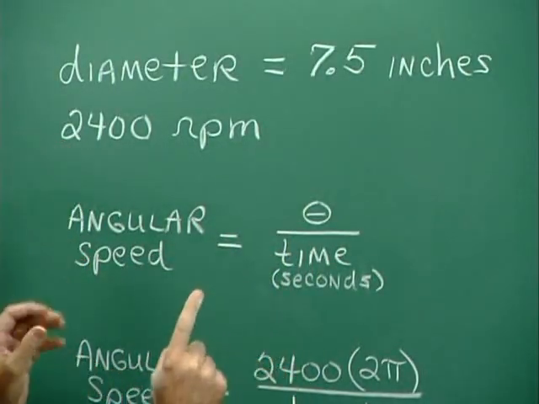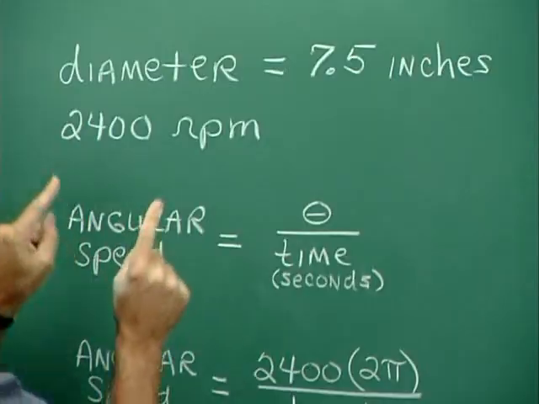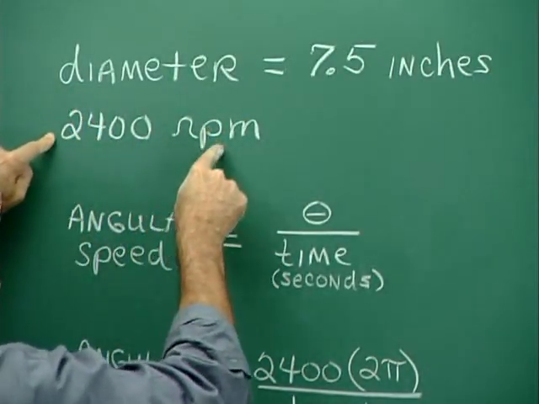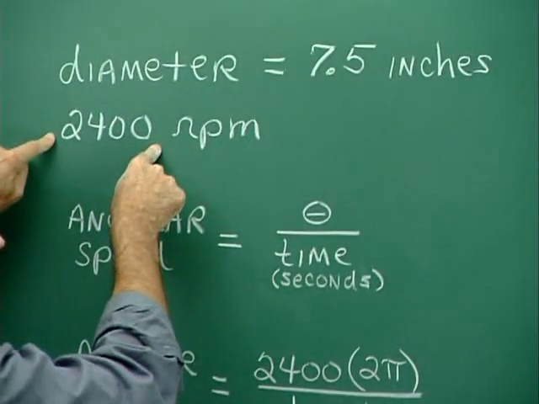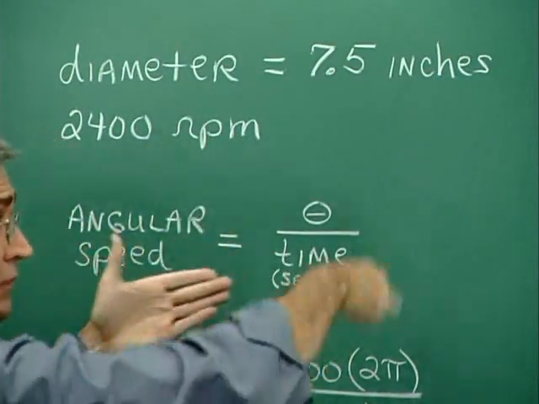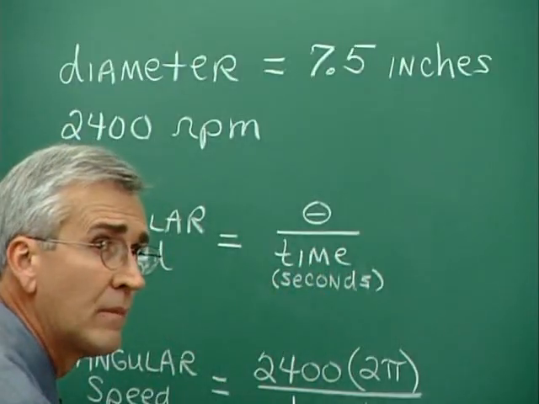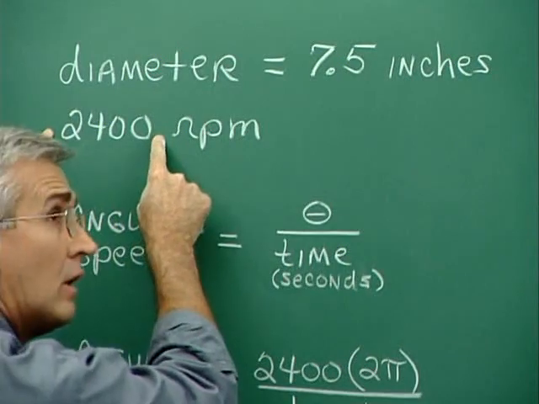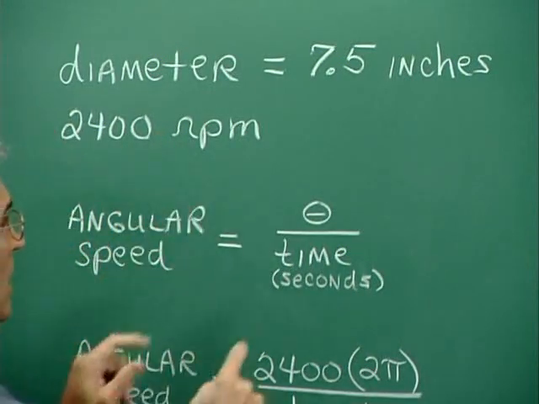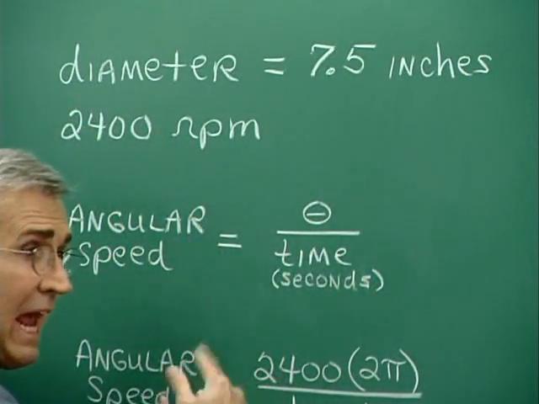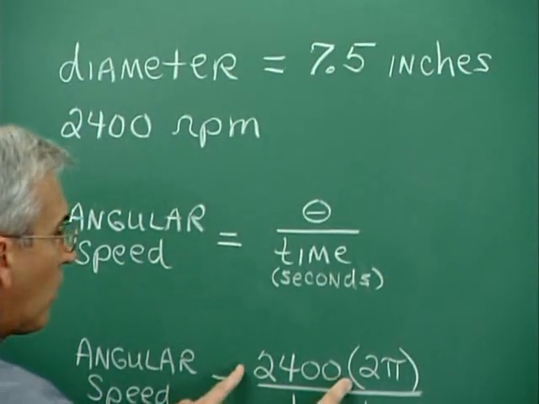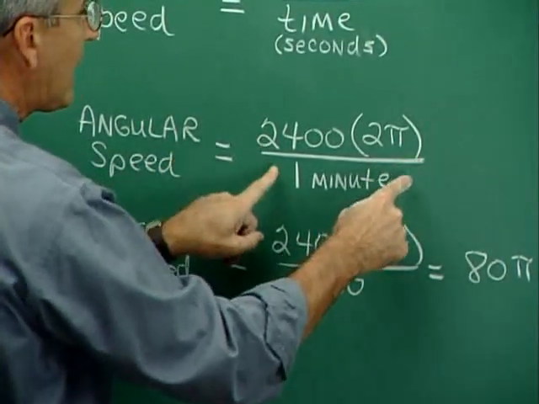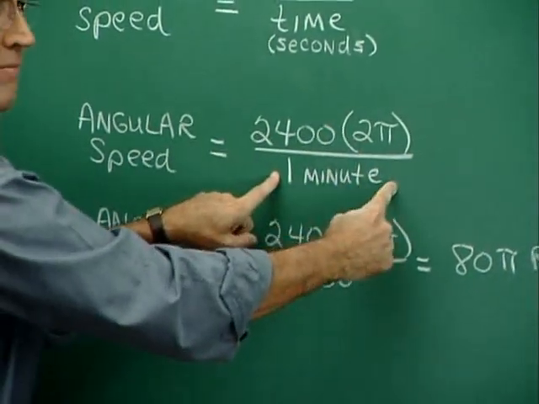Now, that angle is generated with two ideas. It's 2,400 revolutions per minute, but every one of those revolutions is how many radians? Well, a complete revolution is 2 pi radians. So we have 2 pi radians for every one of these 2,400 revolutions per minute. So the theta we're talking about here, the angle that we're talking about is 2,400 times 2 pi. That's the angle. And it's being generated in a minute because it's revolutions per minute.